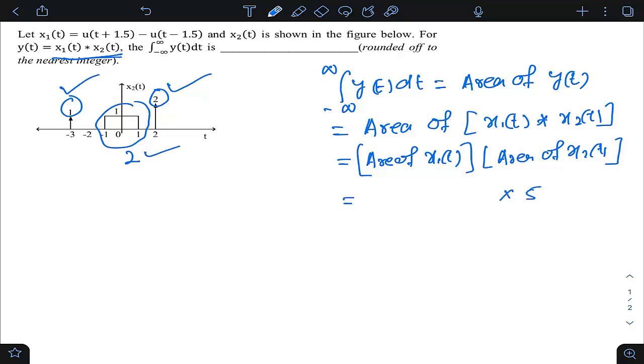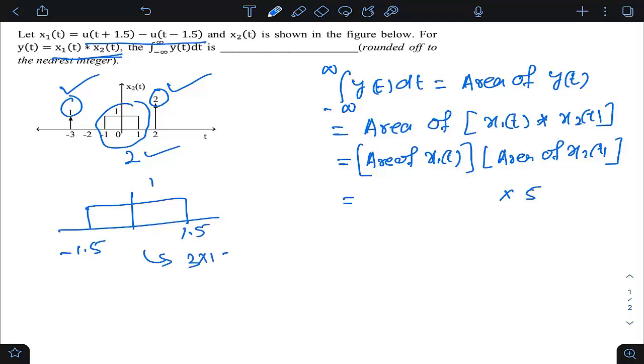And what is the area of x1t? x1t is this function. If you plot it, it is a rectangular pulse covering from minus 1.5 to 1.5 with height 1. Its width is 3 and height is 1, so the area of x1t is 3. The area of x2t is 5. So 3 into 5, 15, is the right answer. So the answer of this problem is 15.